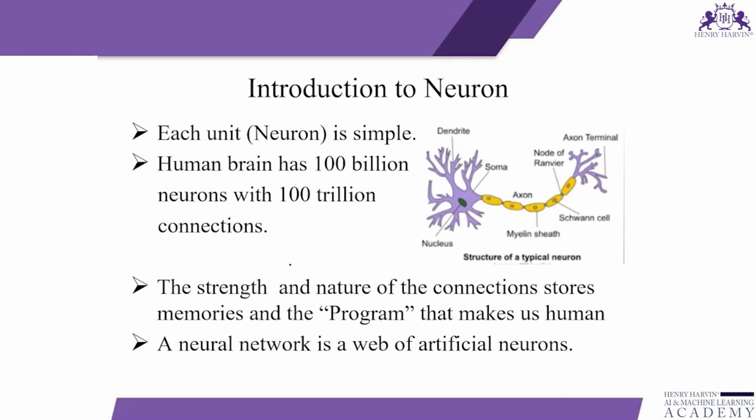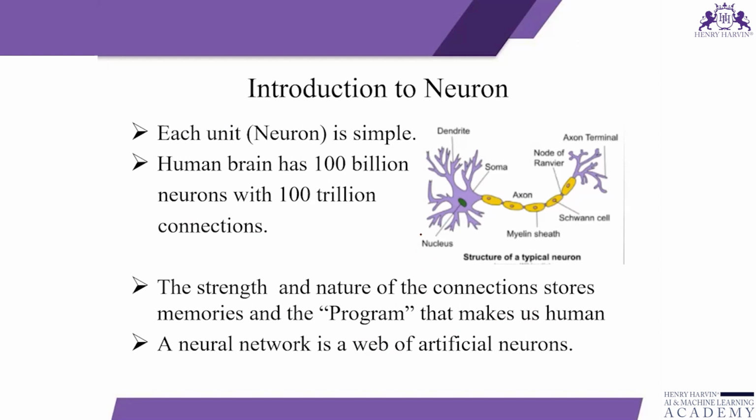So let us try to understand why we are studying about the neuron over here. I said that we are going to study neural networks, right? Before that, we should try to understand the biological neuron. Here, the nervous system is made up of neurons. Each neuron is simple, and the human brain has 100 billion neurons with 100 trillion connections. The strength and nature of the connections store memories and the program that makes us human. So a neural network is a web of artificial neurons.